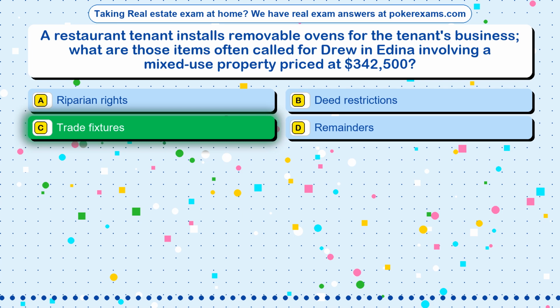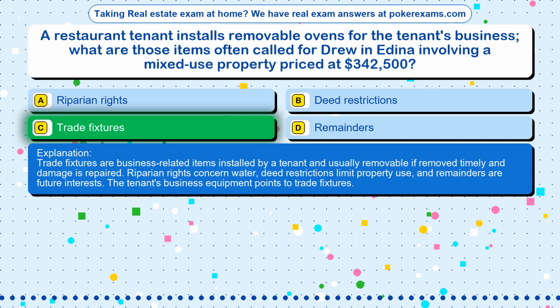The correct answer is option C. Trade fixtures. Trade fixtures are business-related items installed by a tenant and usually removable if removed timely and damage is repaired. Riparian rights concern water, deed restrictions limit property use, and remainders are future interests. The tenant's business equipment points to trade fixtures.